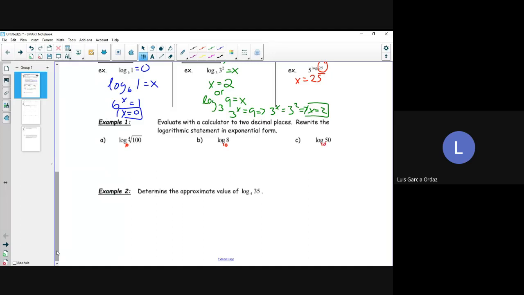If you plug in log and then the quartic root of 100, it should give you a value. Or you can put log and then 100 to the power of 1 over 4. If someone were to do that on their calculator, what would you get for log base 10 of the quartic root of 100? So this is equal to 1/2, or 0.5.